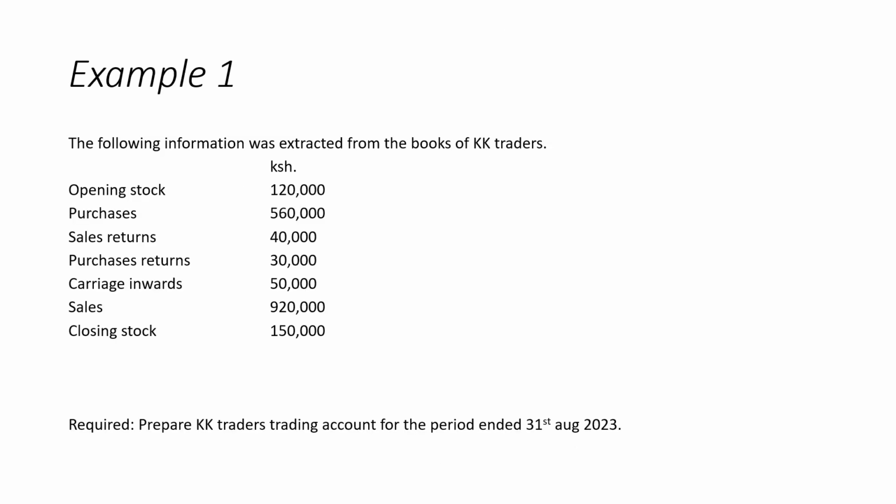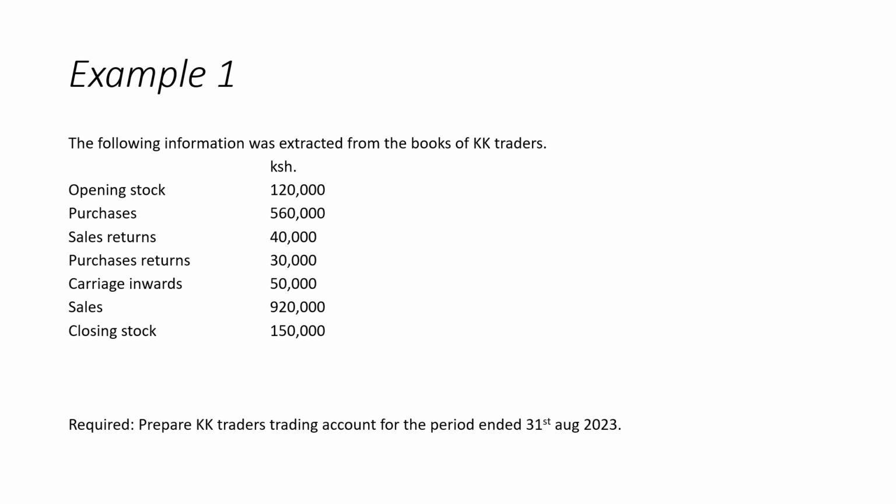Let's have an example. The following information was extracted from the books of KK Traders. Opening stock 120,000, purchases 560,000, sales returns 40,000, purchases returns 30,000, carriage inwards 50,000, sales 920,000, and finally the closing stock 150,000. Required: prepare KK Traders trading account for the period ended 31st of August 2023.